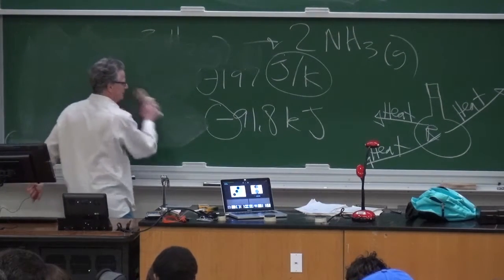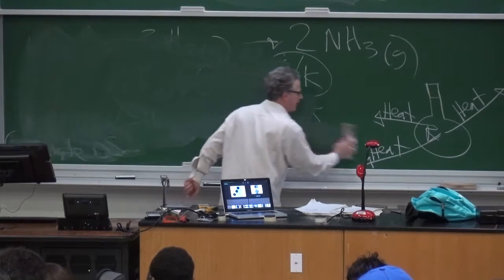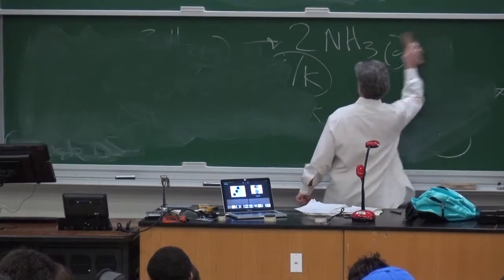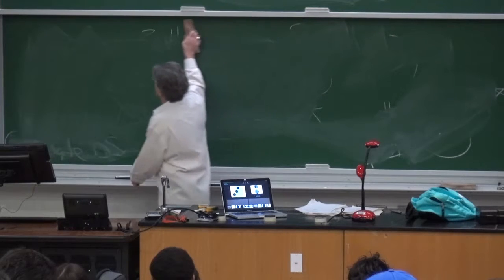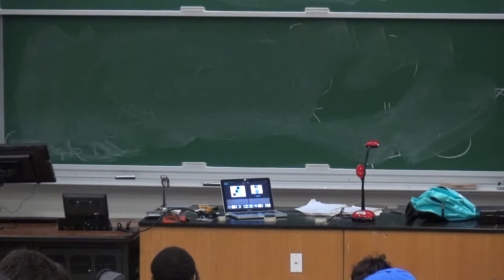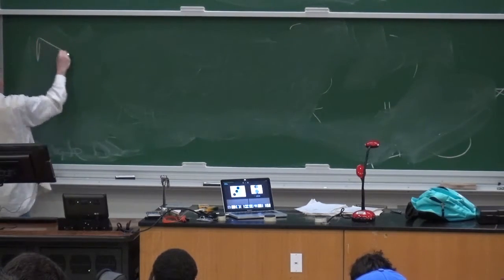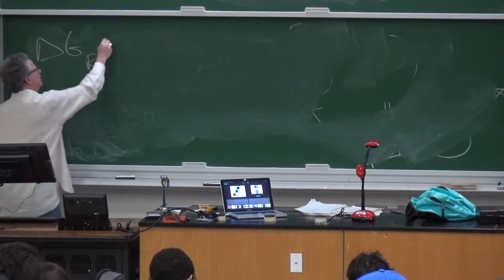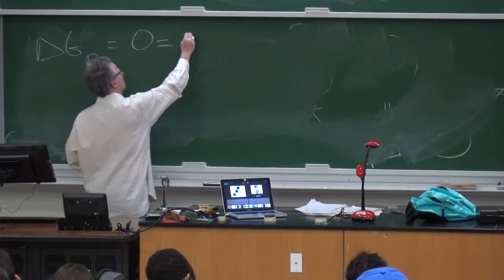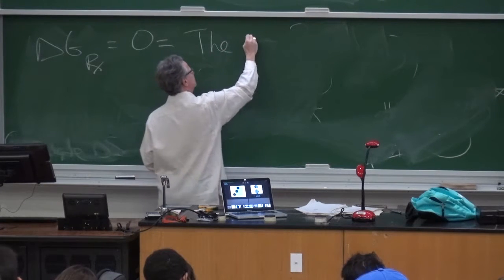Delta G, put everything together for us. Simple statements about delta G. If delta G reaction is negative, the reaction is product favored, and delta S universe increases. If delta G reaction is 0, the reaction is at equilibrium.